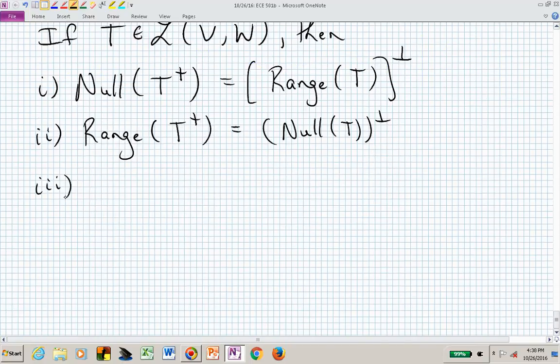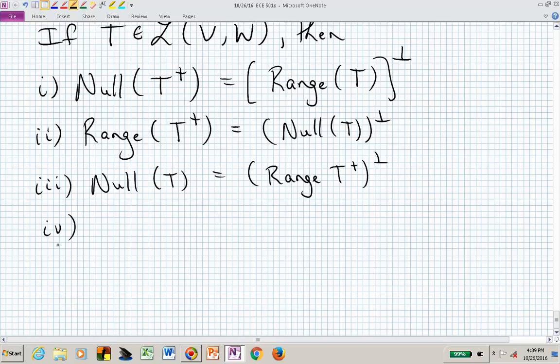The third fact is that the null space of T is equal to the orthogonal complement of the range space of T dagger. And I promised there would only be 4 of these. The fourth one is that the range of the linear map T is equal to the null space of T dagger's orthogonal complement.